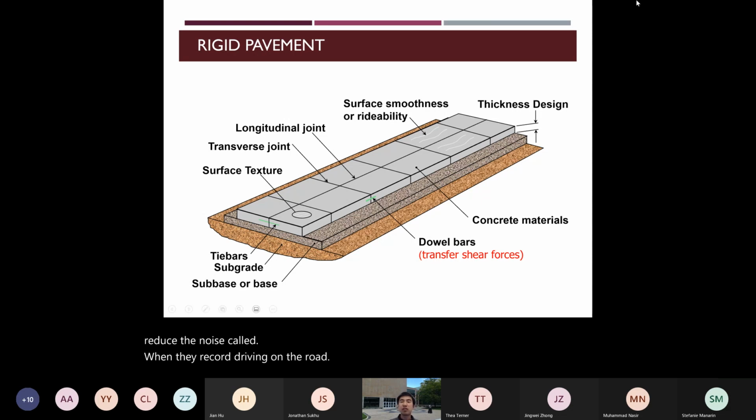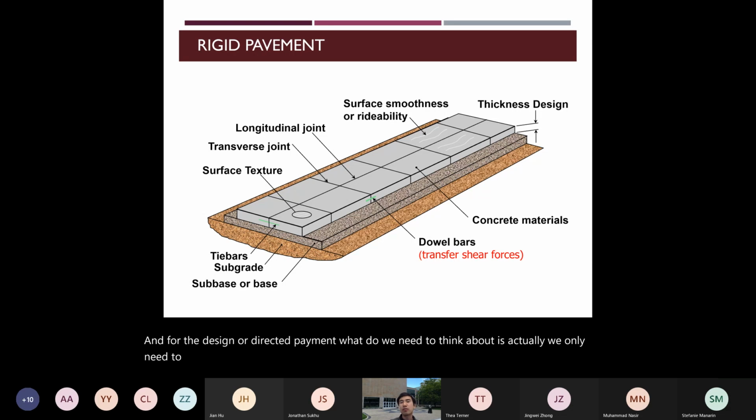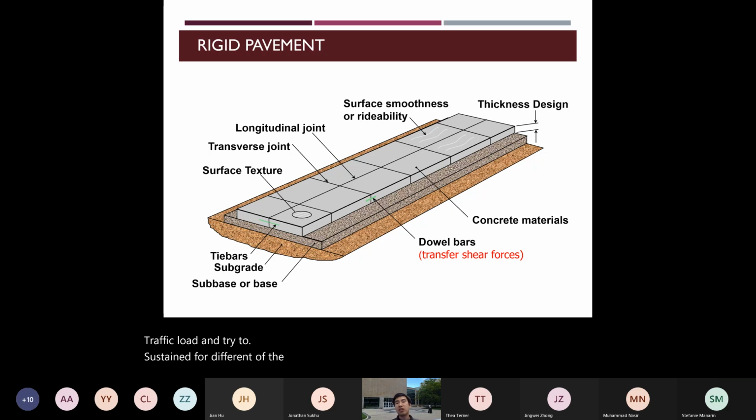And for the design of the rigid pavement, most of our effort will be spent on calculating the thickness of the PCC slabs to make sure that it can support the designed traffic load and try to sustain different weather and temperature conditions.